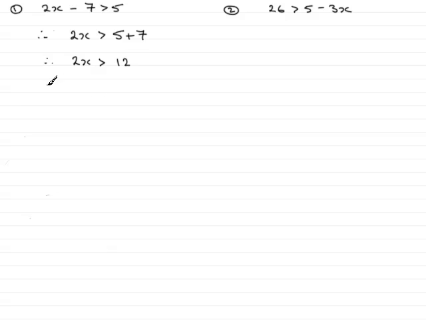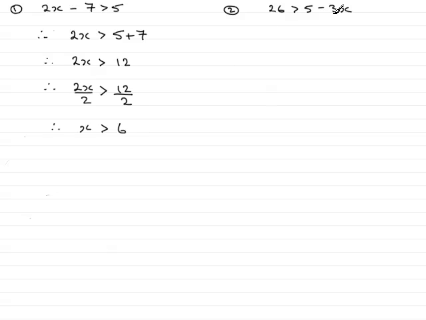Now to find x, I've got to divide both sides by 2. Because I'm dividing by plus 2, again I don't have to reverse the inequality sign. I only reverse it, remember, if I divide by a negative number. And so 2x divided by 2 just gives me x, and that is greater than 6.